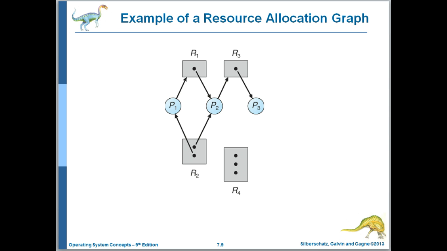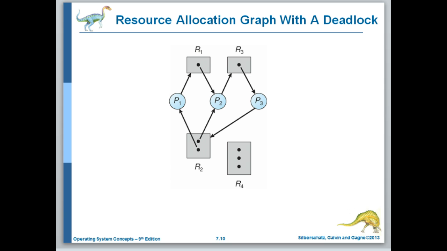So here's an example. In this example, process 1 is holding one instance of resource 2. It's requesting an instance of resource R sub 1. You can see that process 2 is holding an instance of R sub 1 and an instance of R sub 2 and requesting an instance of R sub 3. And finally, process 3 is holding an instance of R sub 3.